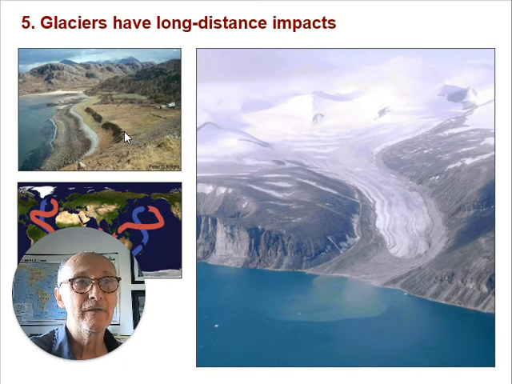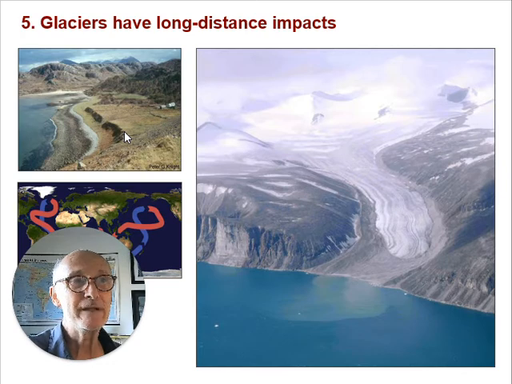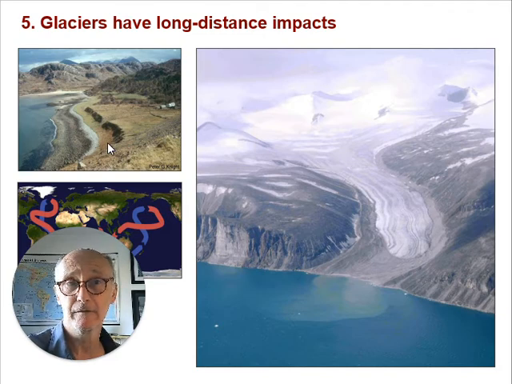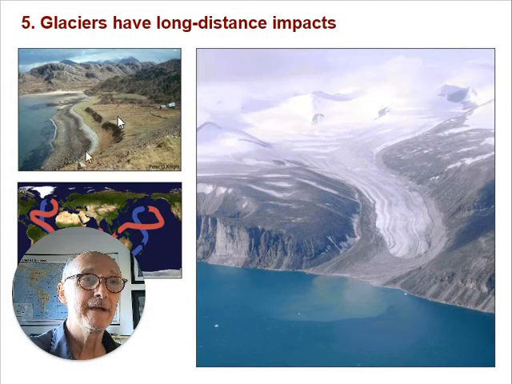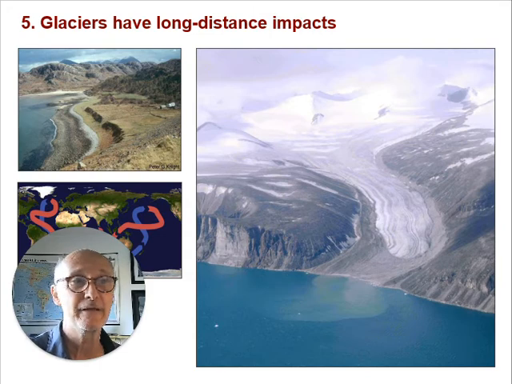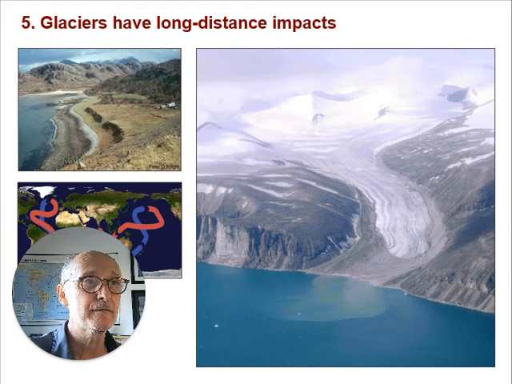Another example here in the top left, these are raised beaches on the west coast of Scotland, just to remind us of the impact of glaciers on global sea level change. As glaciers come and go, sea level rises and falls. Those sea level rises and falls have an impact on the geomorphology of landscapes far away from where the glaciers are actually existing. So glaciers have long distance impacts.